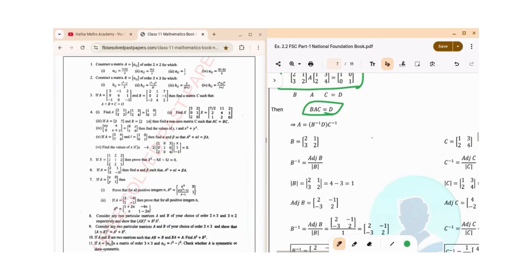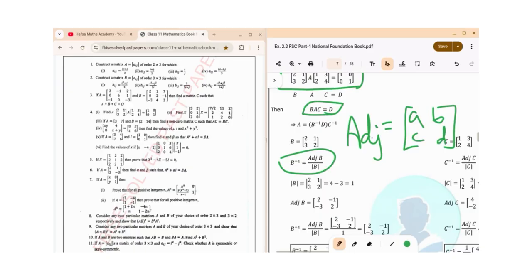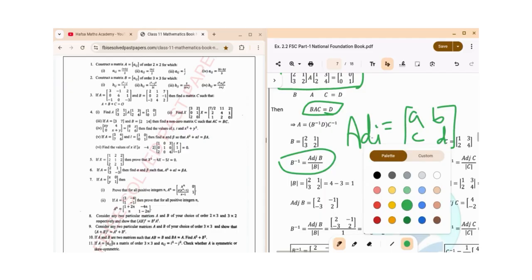Now, you should have learned this in 9th and 10th. When you're finding the inverse of a matrix, there's a formula for it. In this case, we're going to do B inverse first. B inverse is equal to adjoint of B over determinant of B. Adjoint is, let me just explain that. I hope you know what I'm talking about because this is very simple stuff. Suppose we have the matrix A, B, C, and D. Adjoint is when you're going to be, let me pick a different color.